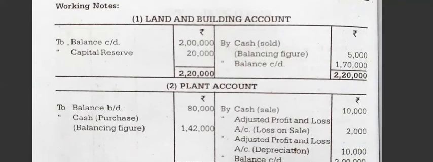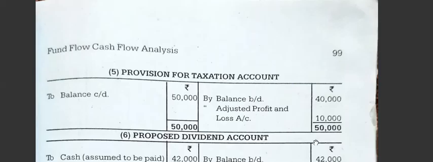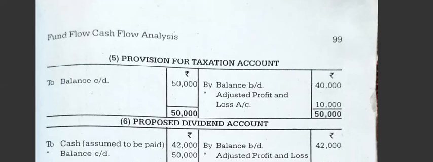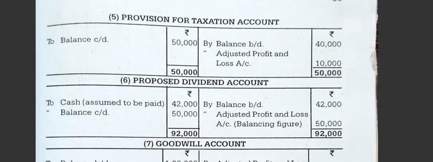See here, the provision is already created. So opening balance, closing balance, the difference 10,000 is to the adjusted profit and loss account. Proposed dividend: adjust the opening balance and closing balance. It is given that it is paid, not assumed, it is already paid. So to the cash account 42,000, and the difference will be to the adjusted profit and loss account.